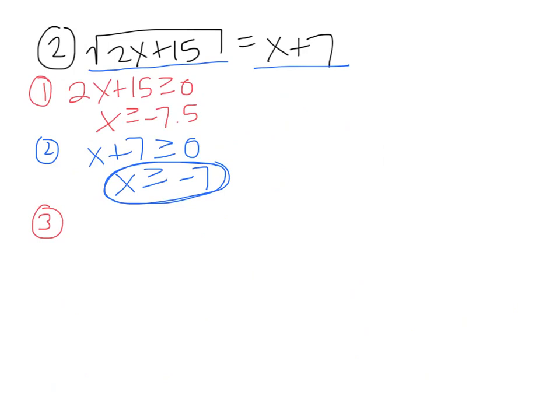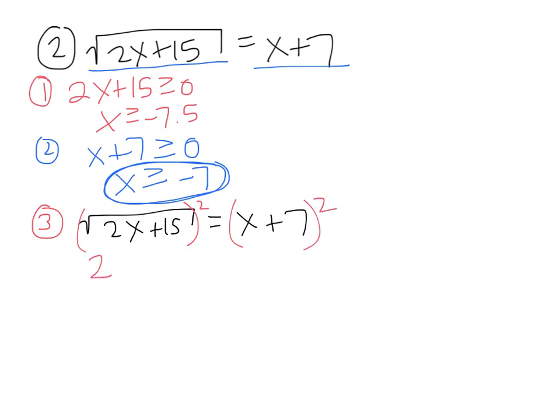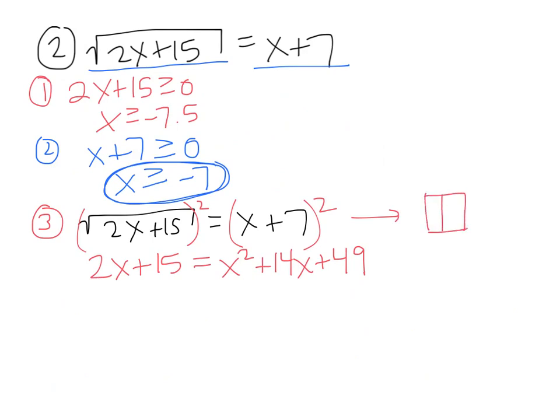I'll write it in black so you see the original one first. So the square root of 2x plus 15 is equal to x plus 7. I'm going to square both sides. Remember, whatever you do on one side, you need to do on the other side. So this is 2x plus 15 is equal to x squared plus 14x plus 49. If you're not sure how I got that, you can use a box and multiply through.